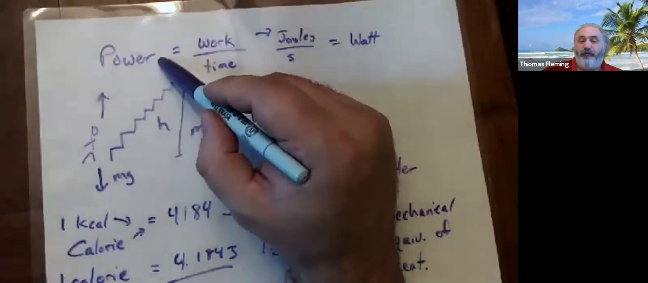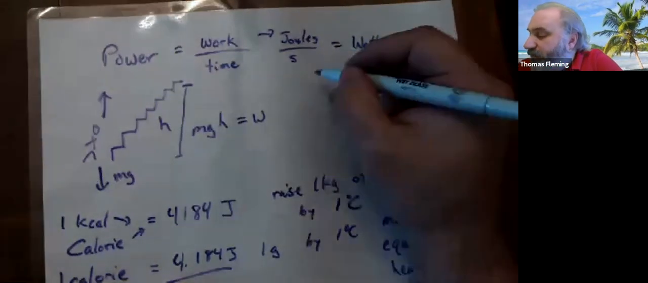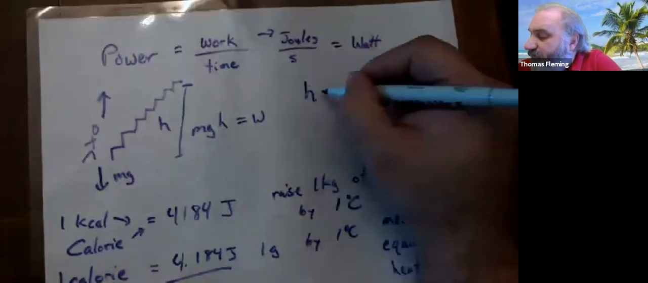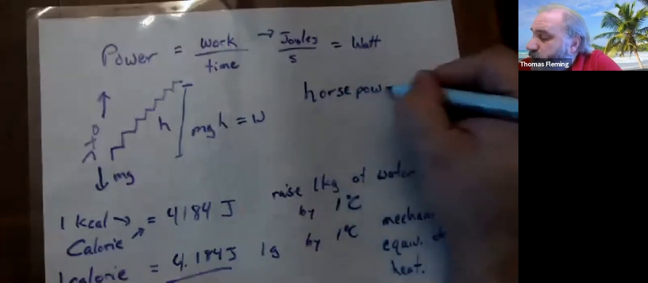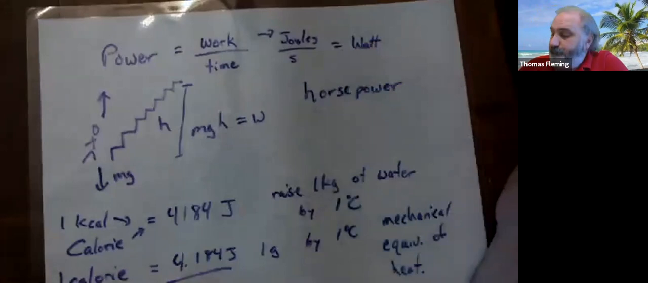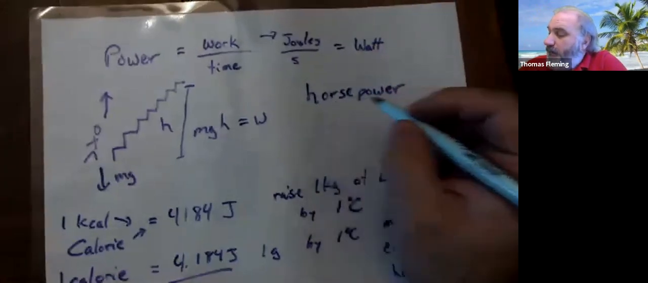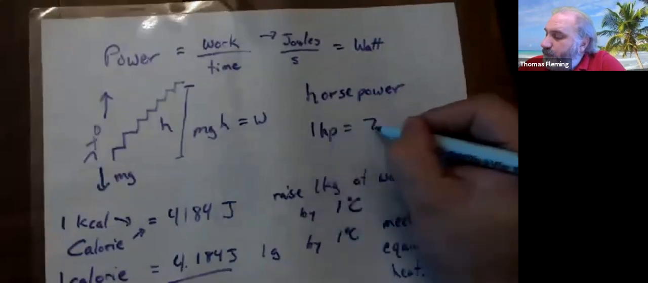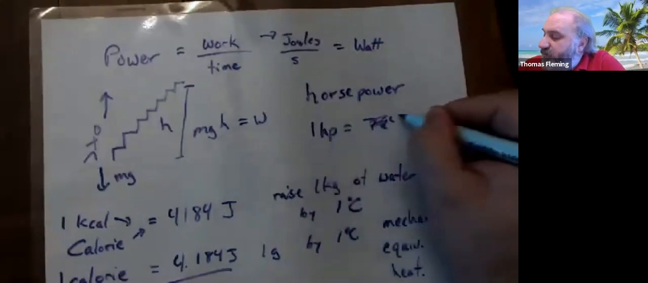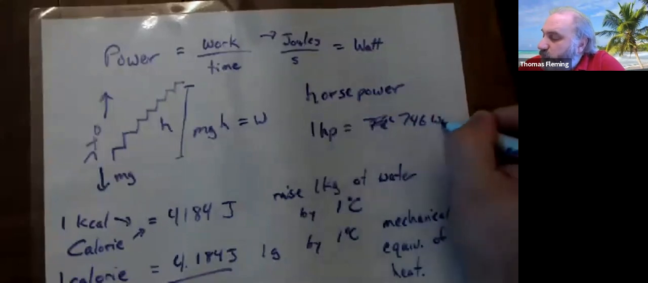Now, if we can use work and measure work in unusual units, we can also measure power in unusual units. So I should probably point out that one of those you see a lot is called the horsepower. 1 horsepower is 746 watts.